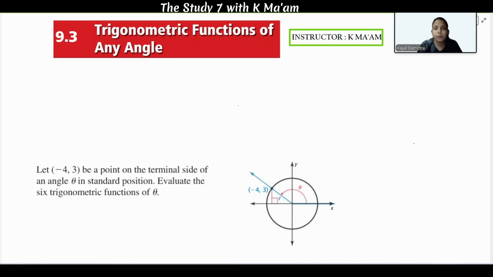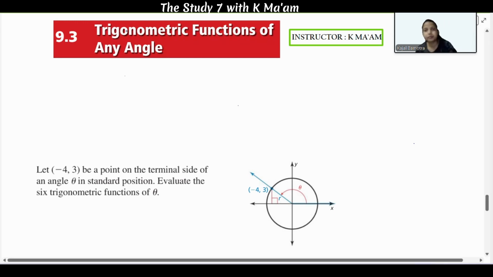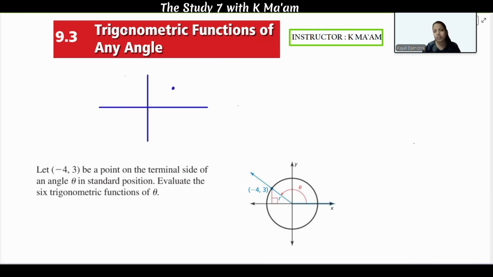Hello everyone, today we will start 9.3. So if you have an xy coordinate, and a line joined from the origin to this point, this is known as the radius vector r. And it makes the angle theta with the x-axis.